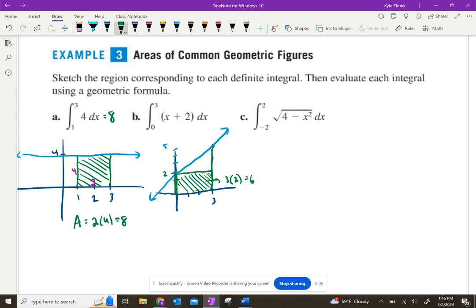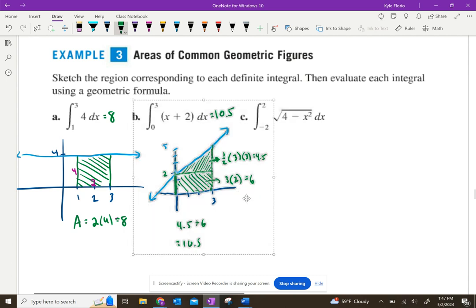The area of this triangular region, it's a right triangle, so that's going to be 1/2 the base times the height. The base is 3. And the height, it's going from 2 all the way up to 5, so that height is also 3. 3 times 3 is 9. Half of 9 is 4.5. So if you want the area under the curve, it's going to be whatever 4.5 plus 6 is, which is 10.5. So again, we don't have to break this up into infinite rectangles. We can get the area by just using nice geometry formulas.